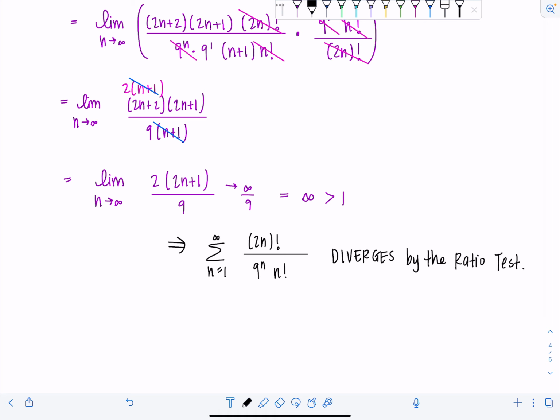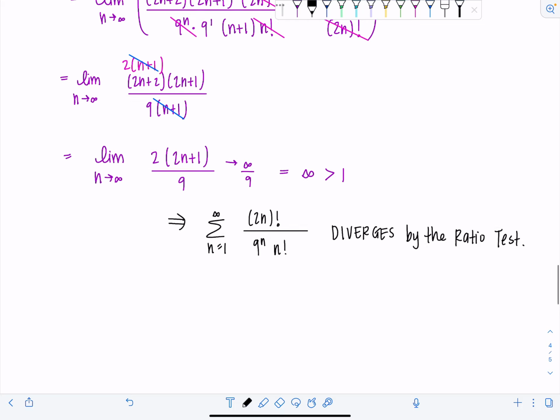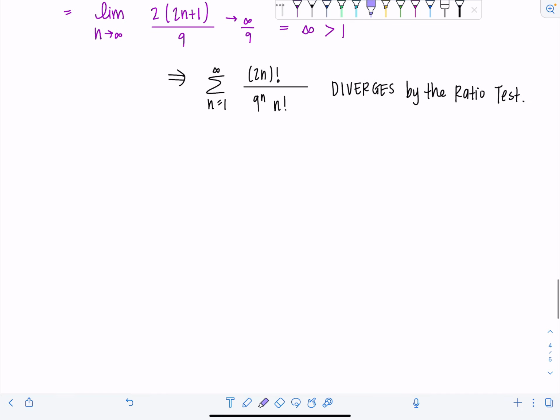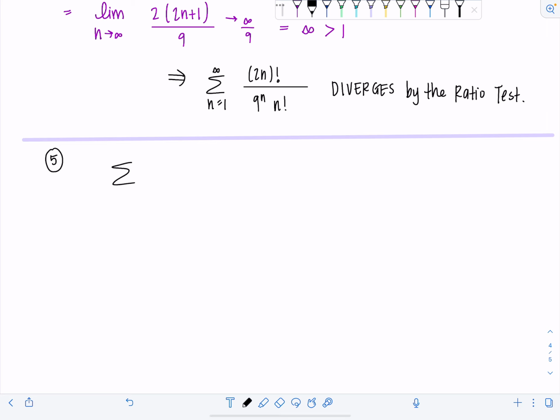Okay. Are you ready for the grand finale? Here we go. Last one. I almost want to say it's my favorite, but I don't like to play favorites. I think it is, though. Okay, here we go. Sum, n equals 1 to infinity, 5 times n factorial squared over 2n factorial.